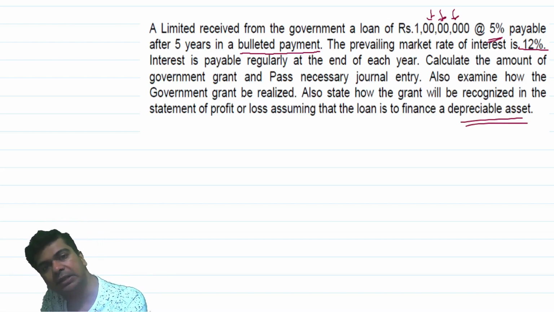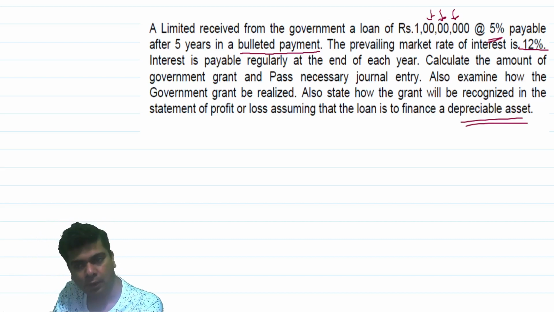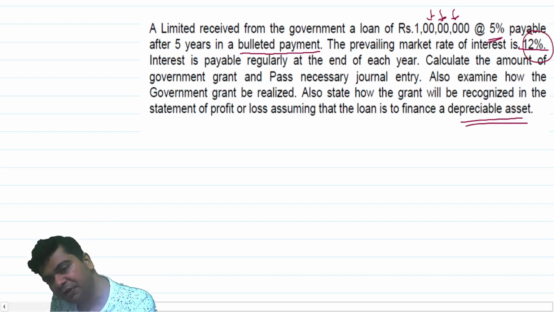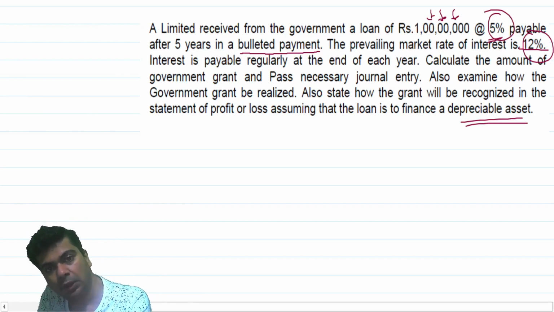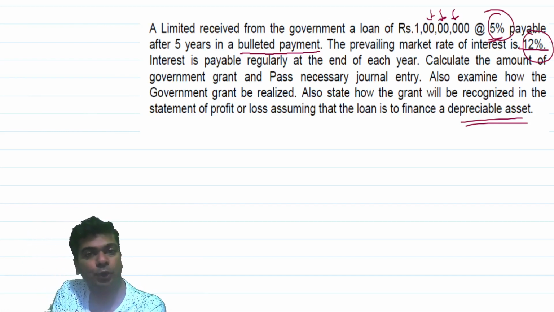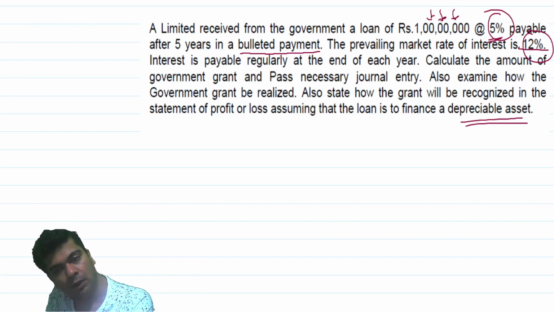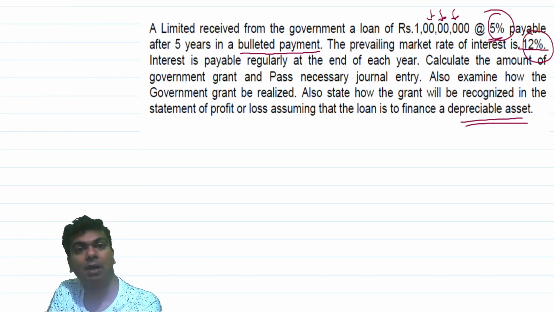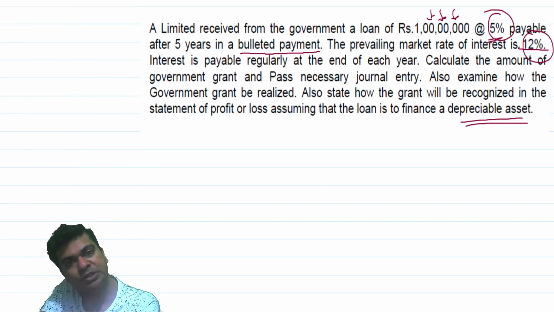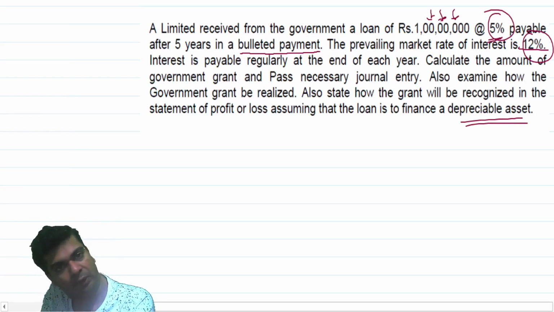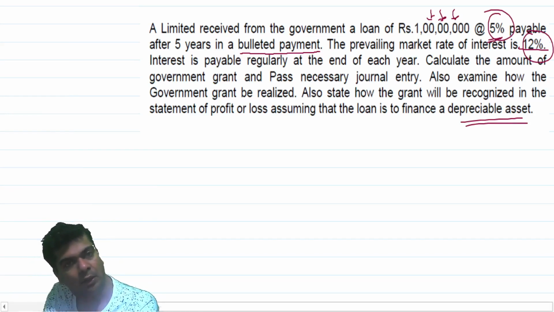You are getting a concessional loan. The market rate of interest is 12%, but government will charge from you only 5%. This benefit which has been passed on to you, that is what will be the grant. You are receiving 1 crore. 1 crore is not the amount of grant. That is the first thing that should settle down to you. The money which is to be refunded back to the government, how can I say it is a grant, right?